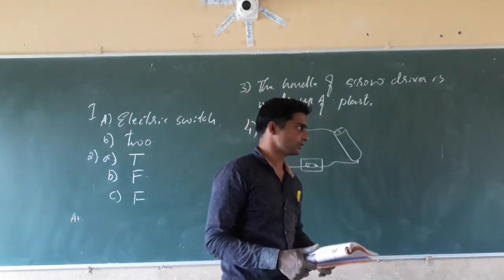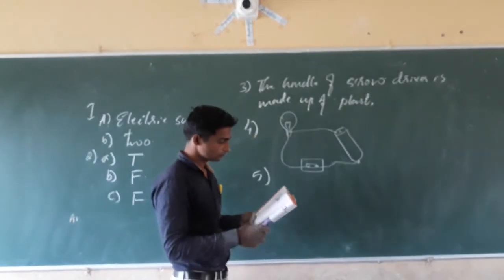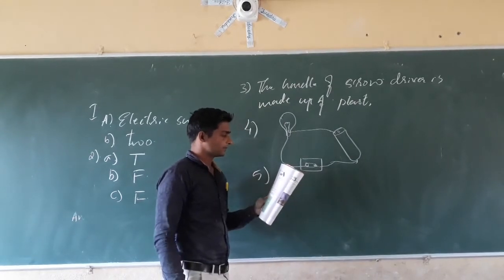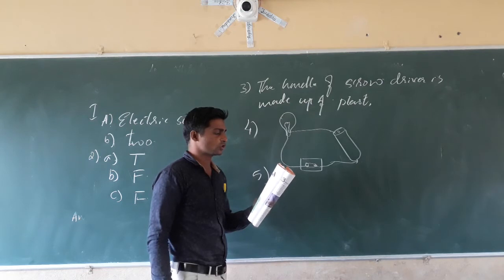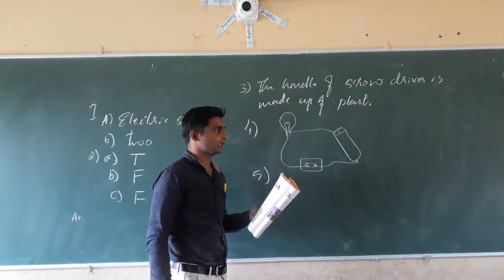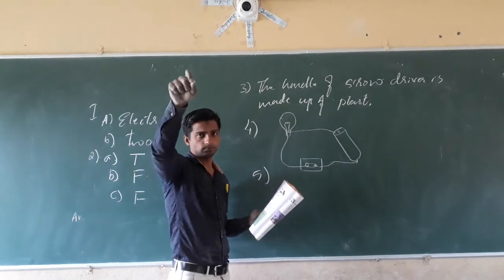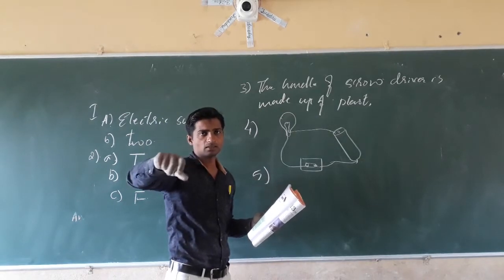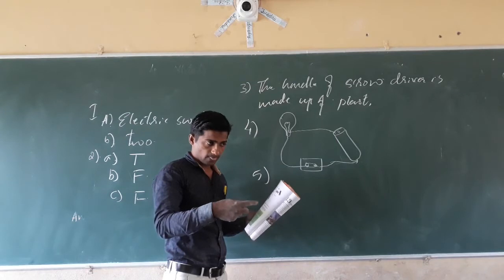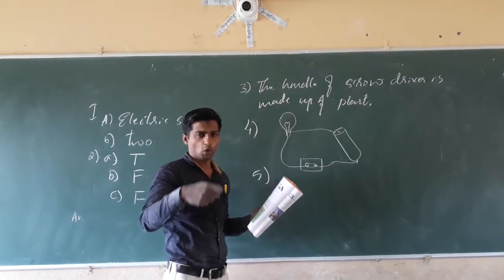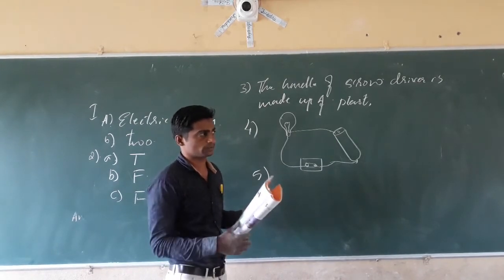Next, dear students, fifth one. What is the purpose of using an electric switch? Name the electric gadgets that have a switch, like the bulb, the battery, the torch, and next the electric iron. In all the electric devices we are using the switch.